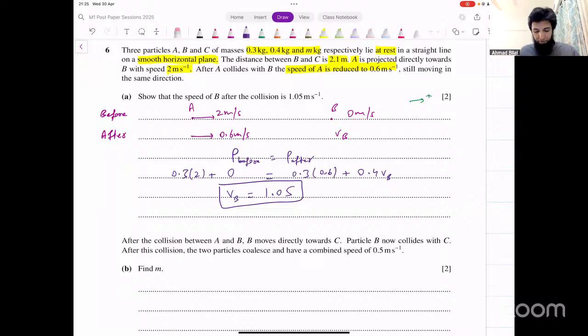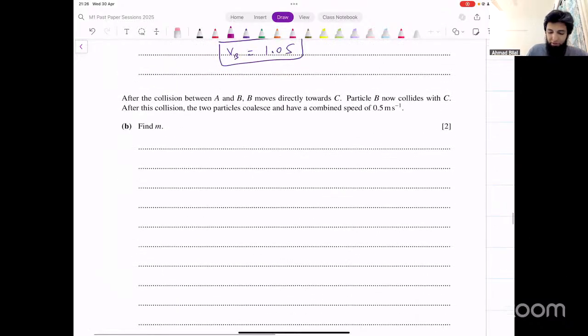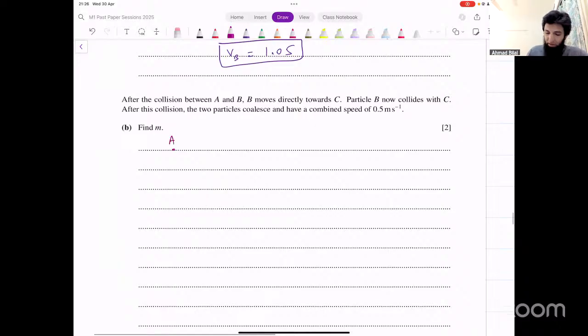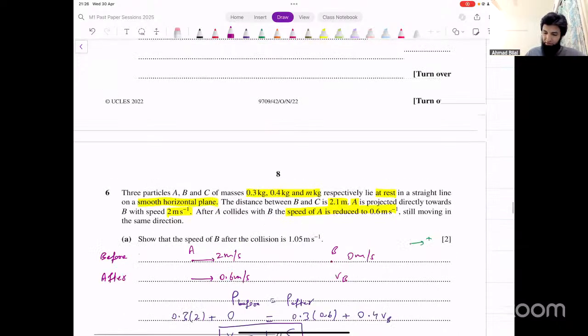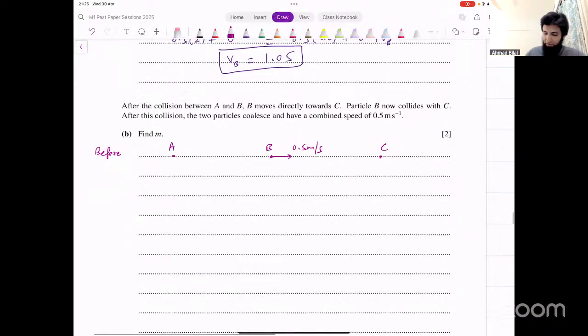Now it says after this collision between A and B, B moves directly towards C. Particle B now collides with C. After this collision, the two particles coalesce and have a combined speed of 0.5 meters per second. Find the value for m. Okay, now how do we think about this? We've got this particle A here, and we had this particle B, and we had this particle C. After the first collision, now B is moving. This is before the second collision. Now B is moving to the right at 1.05 meters per second. C was at rest.